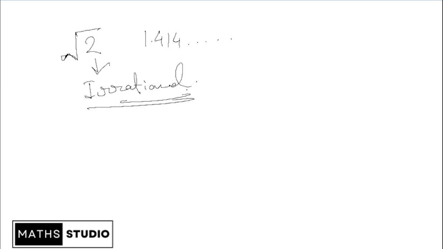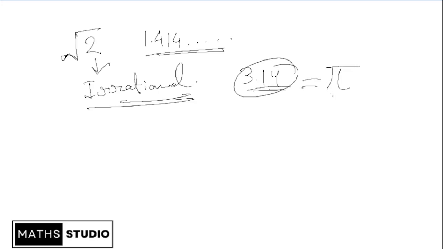Now 1.414, this is the closest approximation of root 2. Doesn't mean that 1.414 is the equal value for root 2. Similarly, 3.14 for pi is a closest approximation of pi. It is not the exact value. Okay. With modern computers available, the decimal places of pi have been found out till trillions.